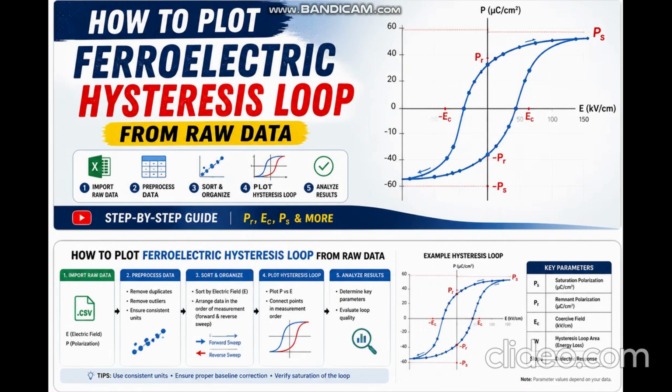The information that we can extract from the PE loop is the saturated polarization, the coercive field, the remnant polarization, and also we can describe the nature of the material based on the PE loop. So these are some basic information that we can extract directly from the PE loop.